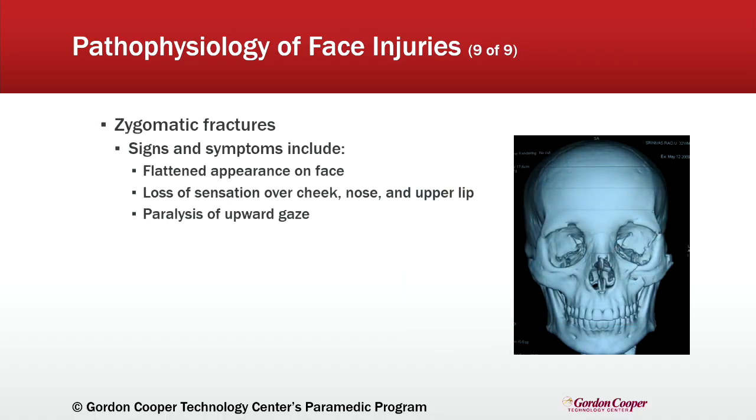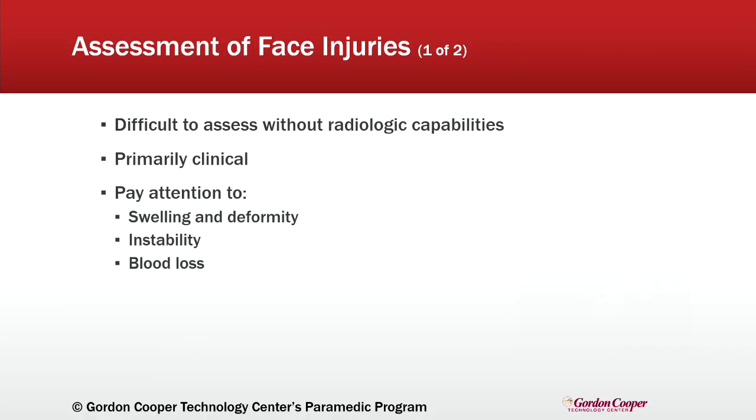Zygomatic fractures are often caused by blunt force trauma to the face. Signs and symptoms include a flattened appearance to the face, loss of sensation over the cheek, nose, and upper lip, and paralysis with an upward gaze. These fractures are often associated with orbital fractures, other ocular injuries, and epistaxis, which is a profuse nosebleed. So typically these are not isolated fractures. There are some other fractures that go along with them.